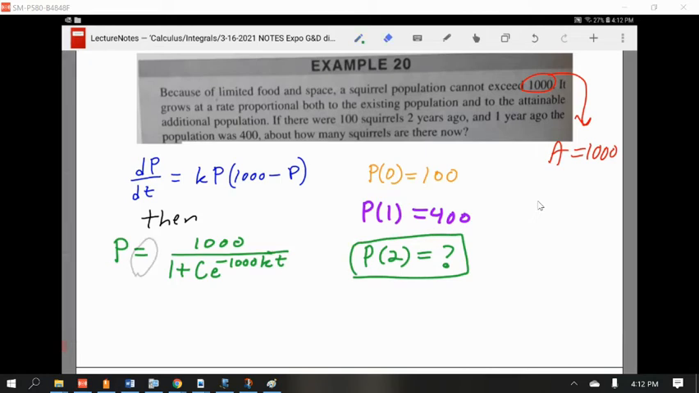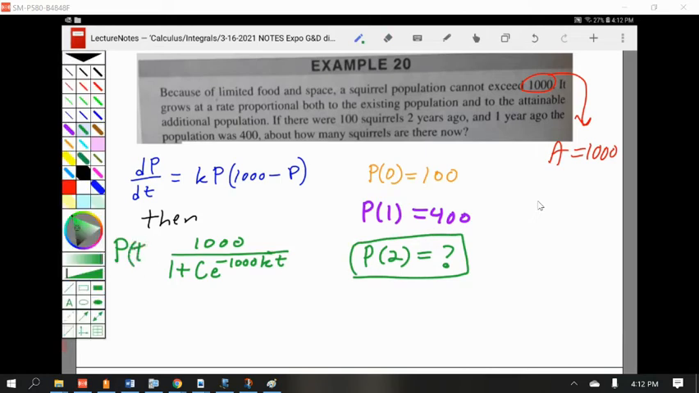How do I find P of 2? Well, this is P of t right here. All I have to do is plug 2 in. The problem with plugging 2 in is I don't know C and I don't know k. In order to find C and k, I need to know 2 other points. Oh, what do you know? They gave me an orange one and a purple one. These 2 points are going to help me find C and k.